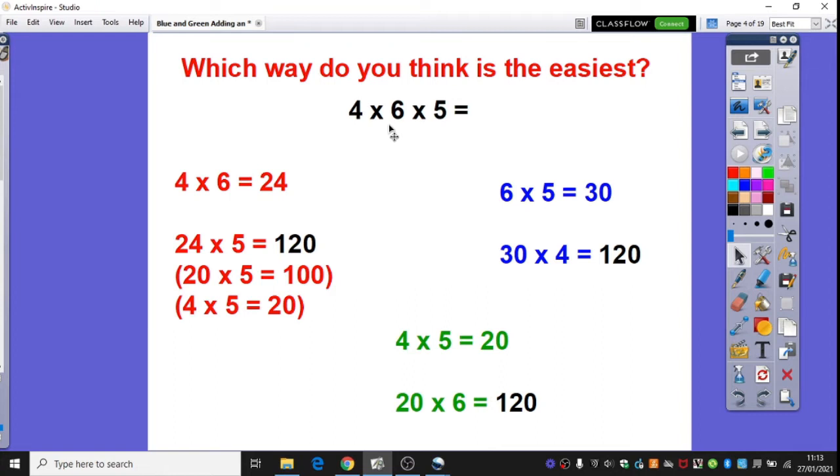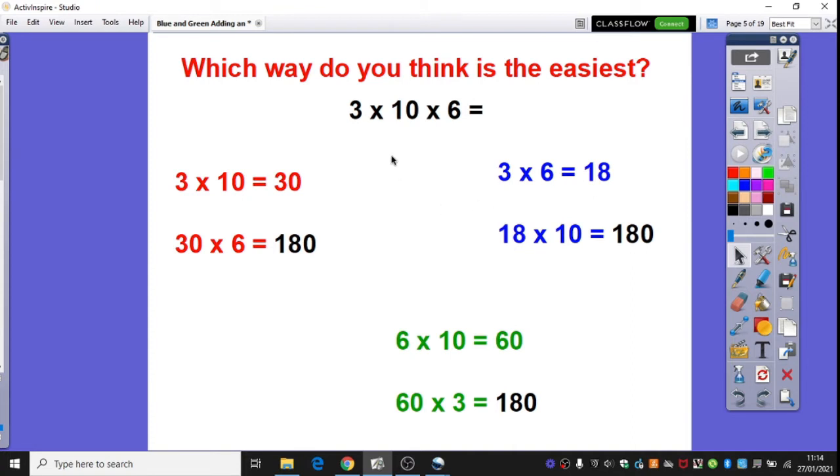Now obviously 4 and 6 are both even numbers, but let's say for example this 6 was actually a 9, it's going to be much easier to multiply by the even number first. And although I did this quite quickly, there was some partitioning to try and hold in my head. So one of these two was probably the easier.